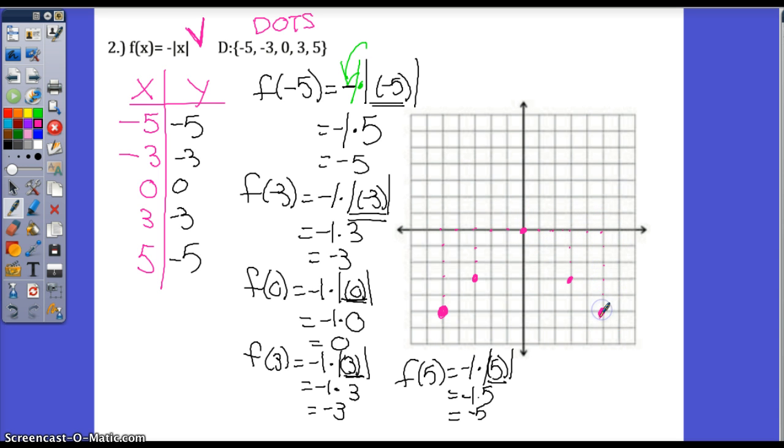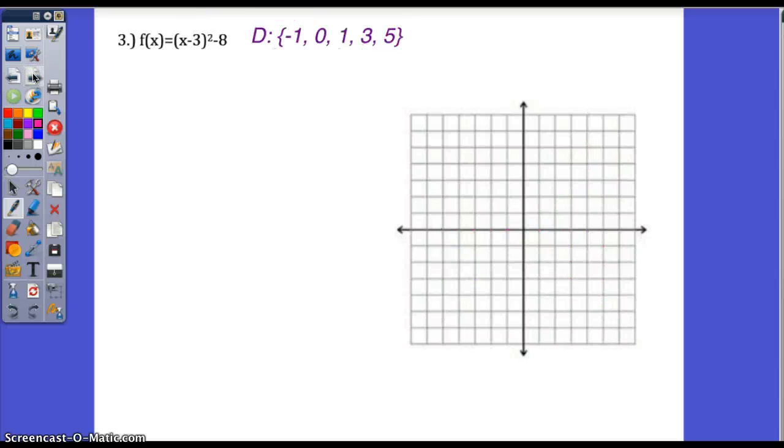It does look like a V, but it's upside down. This right here is actually called the vertex. This negative right here is what made it go upside down. And we were done because we were given a specific domain. It was dots. We cannot connect them. All right, guys, I would like for you to try number 3 all on your own. Hit pause, and then I will go over the answer with you.